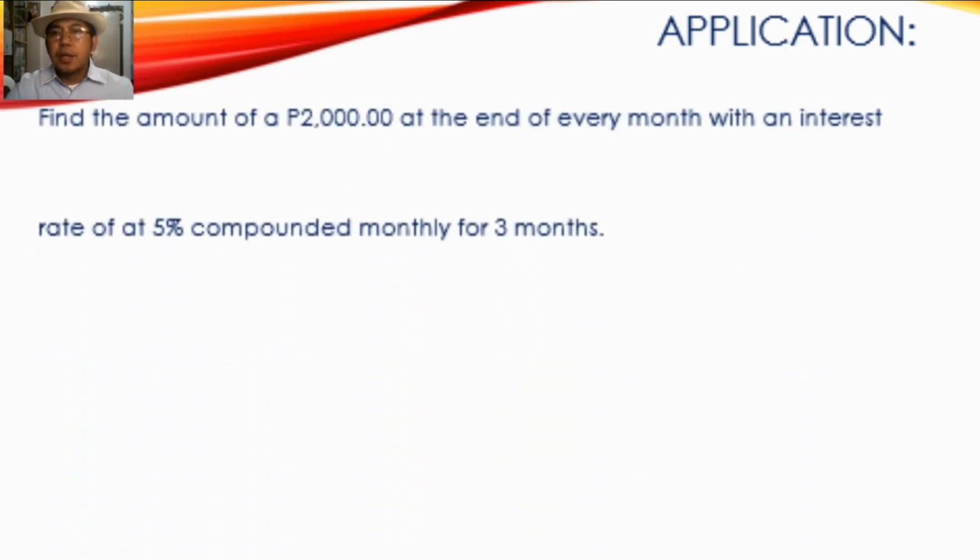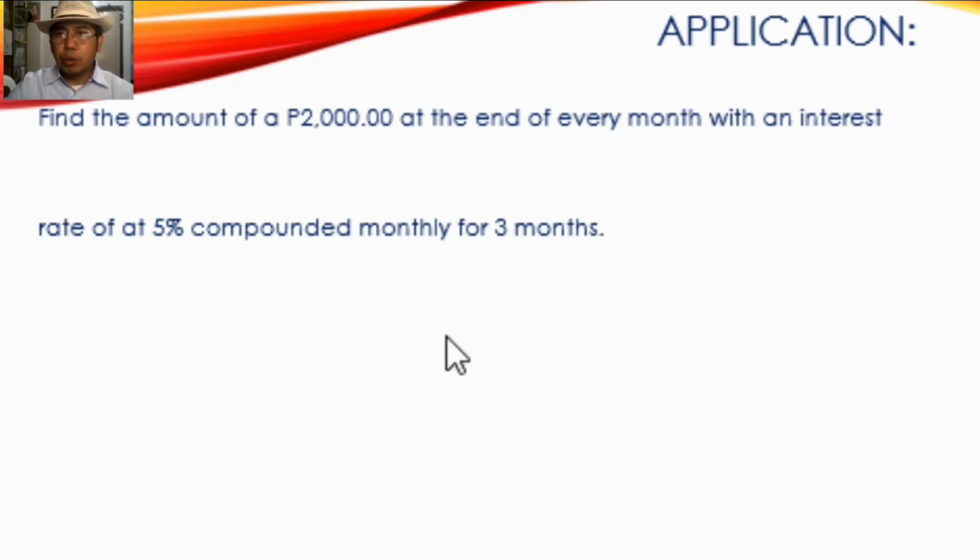The next thing that we'll be looking into is the application of the working equation that we have already discussed. So again, have your calculator. Here is the problem. Find the amount of 2,000 pesos paid at the end of every month with an interest rate of 5% compounded monthly for 3 months.